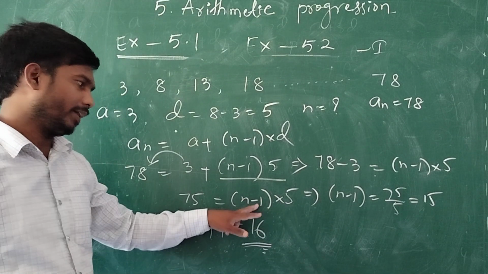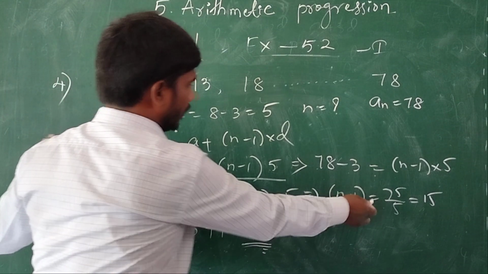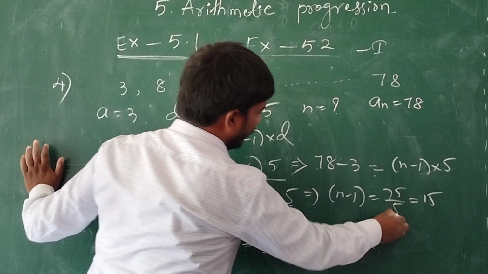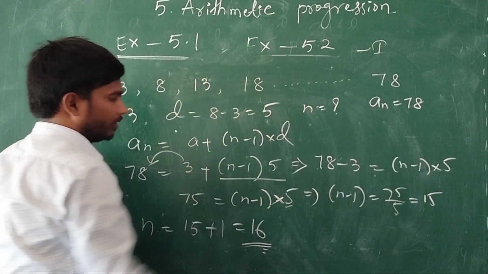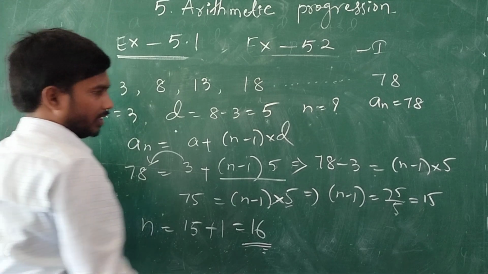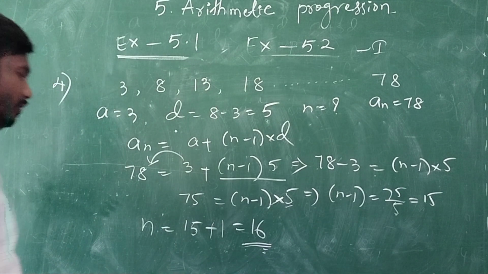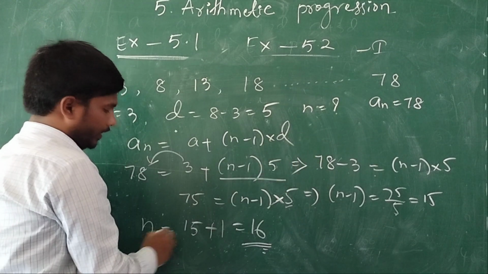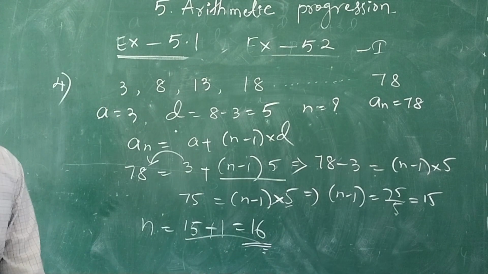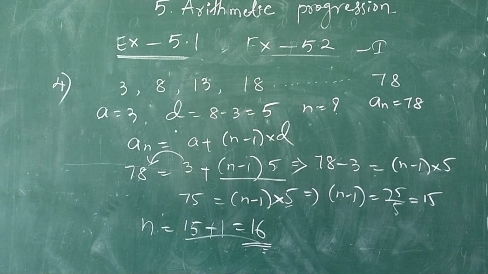For that, n minus 1 is equal to, this 5 I am taking to the other side, 75 by 5. Why? Because the relation between them is multiplication. n minus 1 is equal to 75 by 5. n minus 1 is equal to 15. n is equal to 15 plus 1, 16. That is the fourth problem.